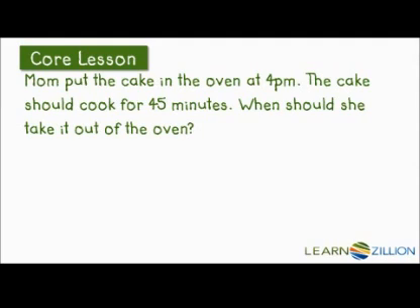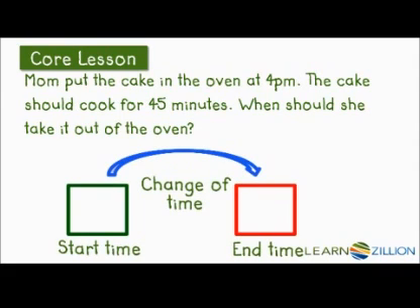And so you're going to want to, again, imagine this and start labeling and thinking about the different parts. Looking for the start, the end, and the change. So we know Mom put the cake in the oven at 4 p.m., so that's the start. And we know it should cook for 45 minutes. That's actually the change. That's not the end. That's how long it's going to be in the oven.